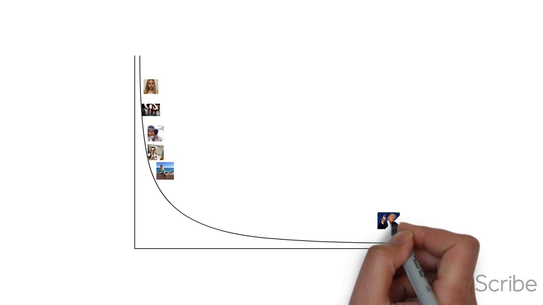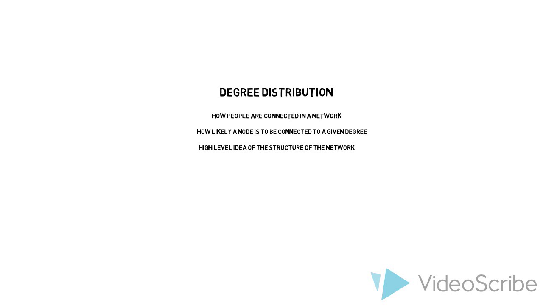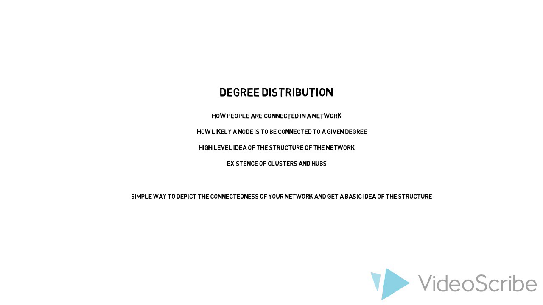We see this distribution in a variety of real-world contexts such as World Wide Web links, earthquake sizes, or family name commonality. Overall, the degree distribution can help you learn a lot about how people are connected in your network. It can help with making inferences about how likely a node is to be connected to a given degree. And it also gives you an idea of the high-level structure of your network. It hints at the existence of clusters or hubs, but also at a possible periphery of isolated nodes.